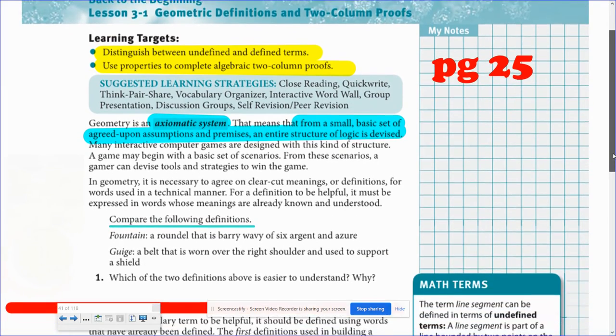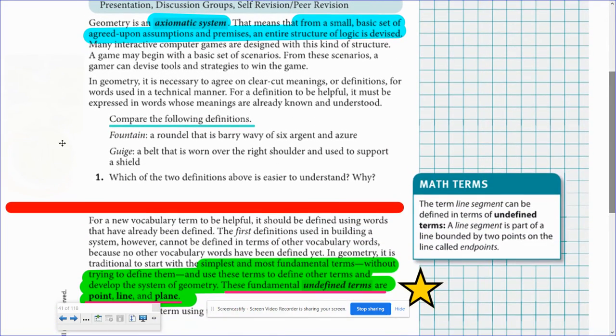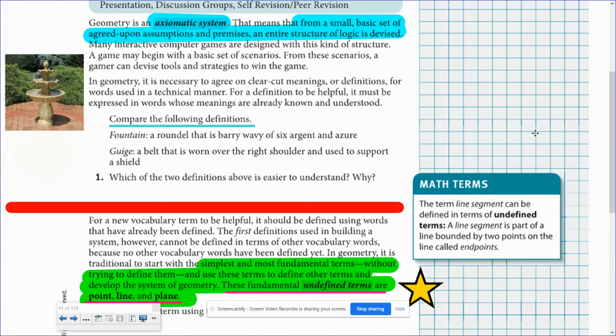Okay? So I'm going to get into this little example that they have here where we compare the following definitions. So the first word is a fountain. According to your book, a fountain is defined as a roundel that is berry waxy of 6 argent and azure. So when you're reading that or listening to me read that, I'm sure you're thinking, what are they talking about? Okay, when I think of a fountain, I think of this, something that sprays water and is pretty to look at, right?